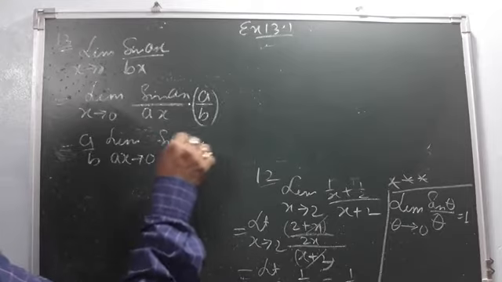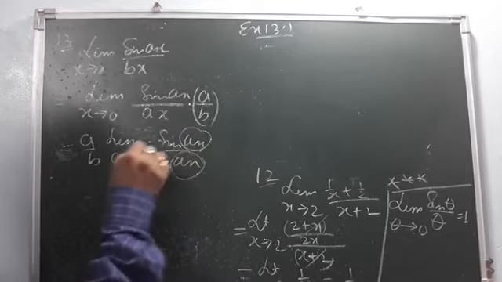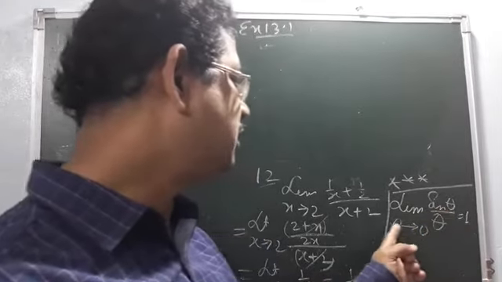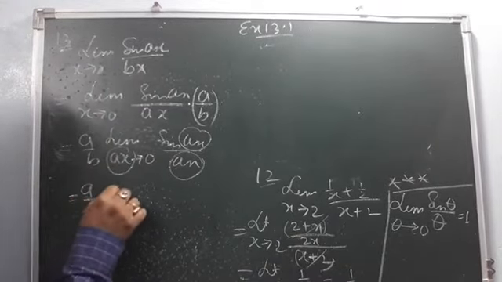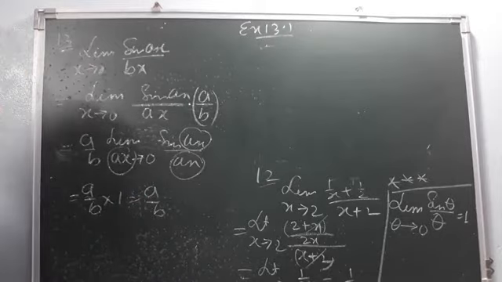So sin ax by ax. Now see, this is ax, ax, ax. If all three are the same, theta, theta, theta, then its value becomes 1. So a by b into 1, so it is a by b. So this thing we have proved.